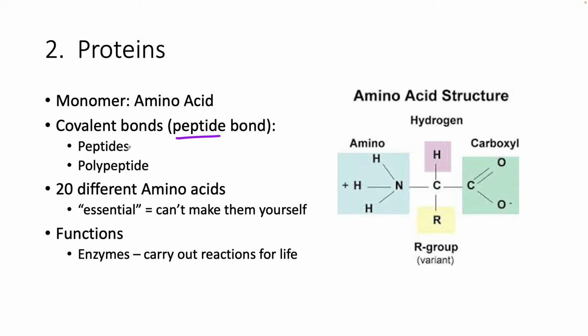And so you can have a peptide, which is a few amino acids, or a polypeptide, which is many amino acids, or you could have a protein, which is thousands and thousands of amino acids. Now there are 20 different types of amino acids, and the big difference between them is this R group here. So all of the amino acids share the same structure, but the R group might be different.